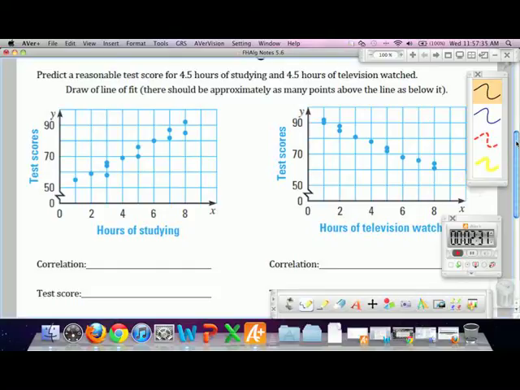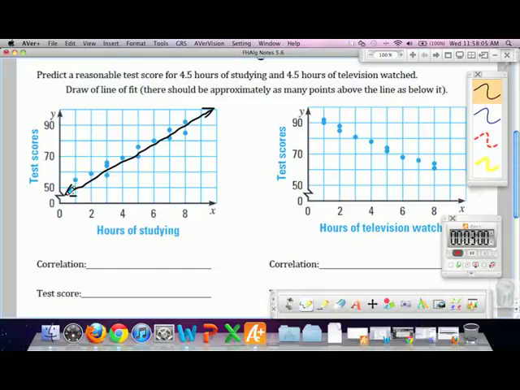It may not actually go through any of the points specifically, but as we draw a line through the data, about half of the data points should be above it and half below it. So if I drew a line of fit here, a decent line of fit might look something like this. This is a freehand sketch. It seems to fit the data. It's kind of trending this way.